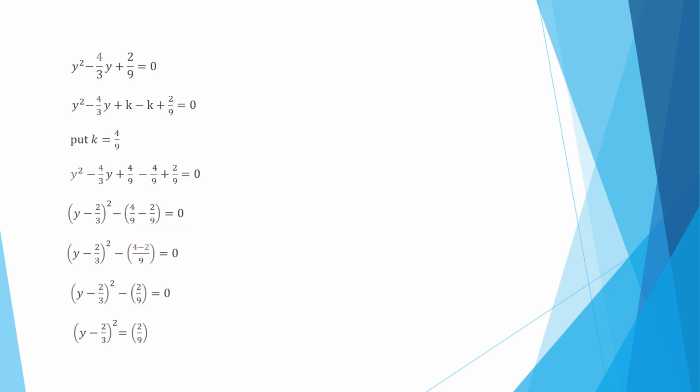Then the equation is y square minus 4 by 3y plus 2 by 9 is equal to 0. Then in this method, we add one term that is k and then we subtract that term. So here we add plus k and minus k in this equation.